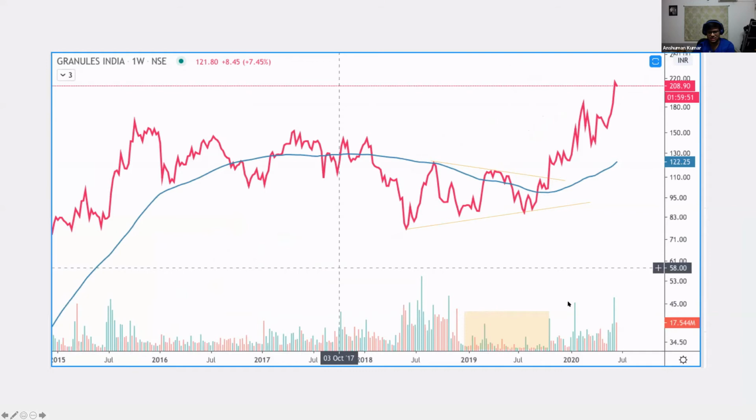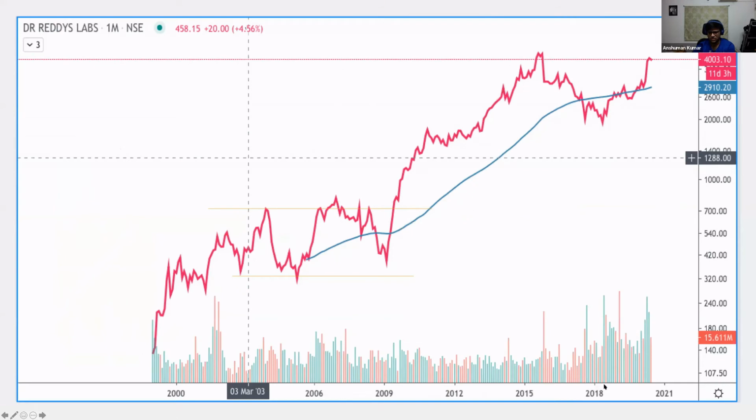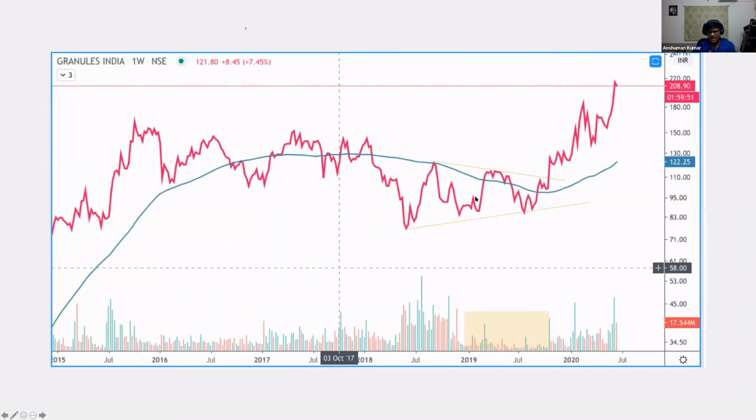This is a relatively recent chart. All the charts are actually recent, but this one is right now. Most of these charts at the moment are from the current time frame itself. I've just looked at them. But Granules has been very interesting because a breakout occurred right at the beginning of this year, at about 110, and the stock is currently at 208. But here I want to talk about the same thing that we discussed.